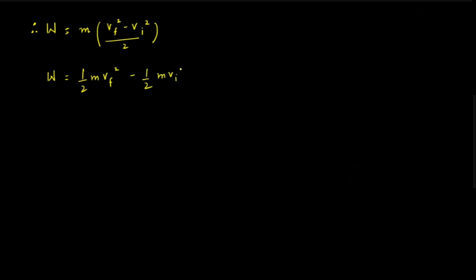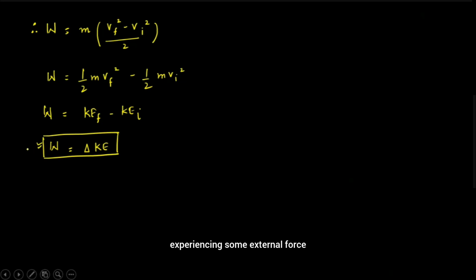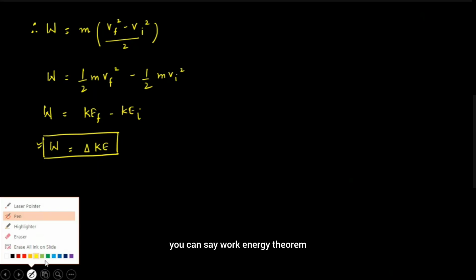Once we move the equations a bit, we're going to have work done on any object experiencing some external force as the change in its kinetic energy produced. So what this theorem says, to be precise, is that if some object experiences some force and that force is capable of doing some work, we can simply say that this force must have changed its kinetic energy. And this is the proof, or you can say this is what we call the work-energy theorem.